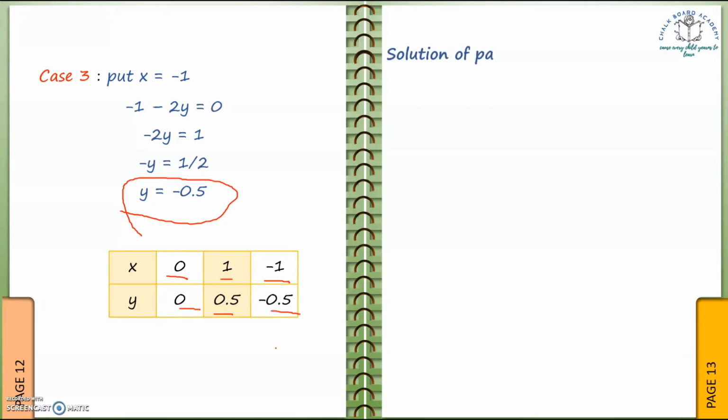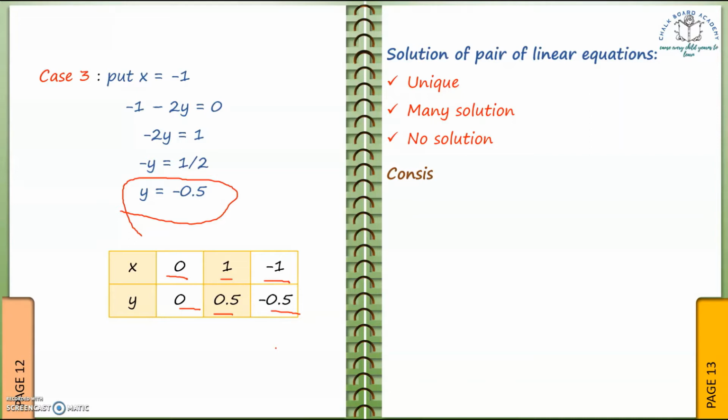So solutions of a pair of equations can be of three varieties, that is unique, many, or no solution. Unique, when we are saying that they have only one common solution; many solutions, when they have more than one common solution; and no solution, when they do not have any common solution. Moving forward, when we are talking about graphs, we have two things here, that is consistent or inconsistent.